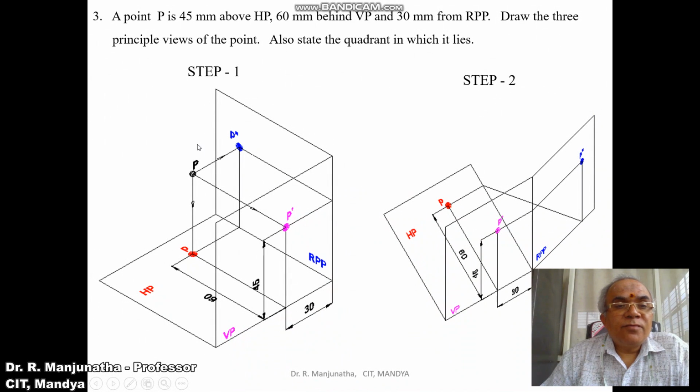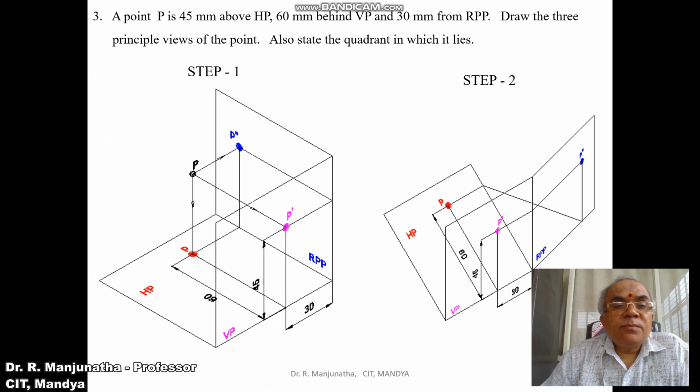And when you look from the top view, the image will be on the horizontal plane, because the top view is perpendicular to HP. When you look from the left side view, we can see the image in the right profile plane. And also when you look from the right side view, we can see the image in the right profile plane.